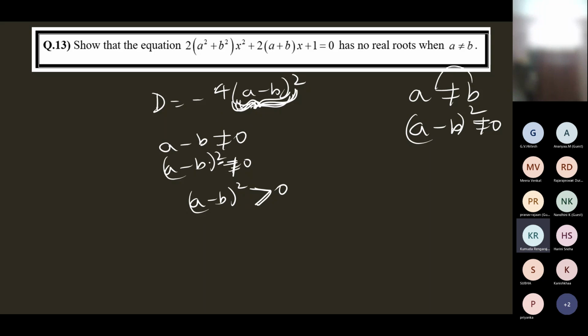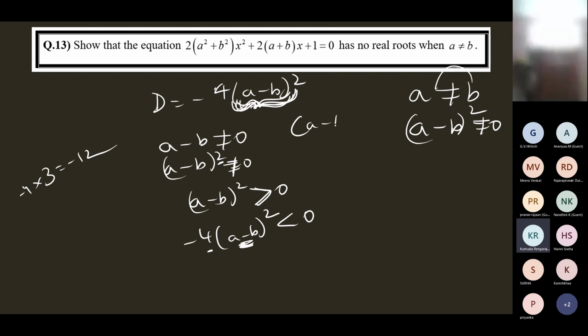Now when you multiply this with minus 4, that is minus 4 into a minus b the whole square, what will be the value for this? This is positive, but this is negative. So 3 into minus 4 is minus 12. So a minus b the whole square is greater than 0, but when you multiply that by minus 4, it will become a negative value. That means this is less than 0. Negative meaning less than 0. See, when we write greater than 0, that means it's positive. Less than 0 meaning it's negative.